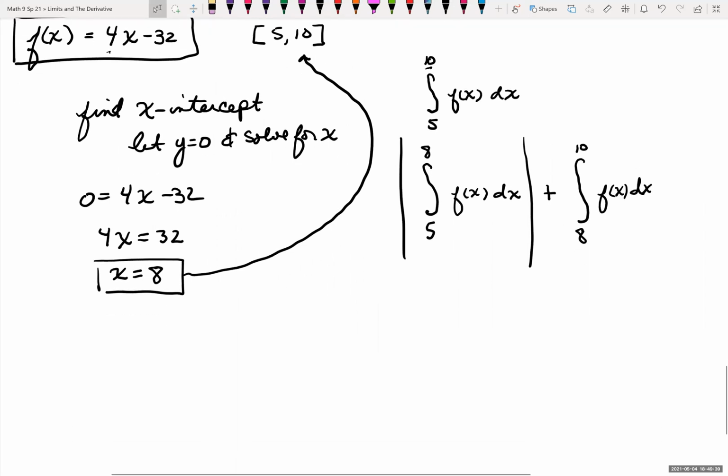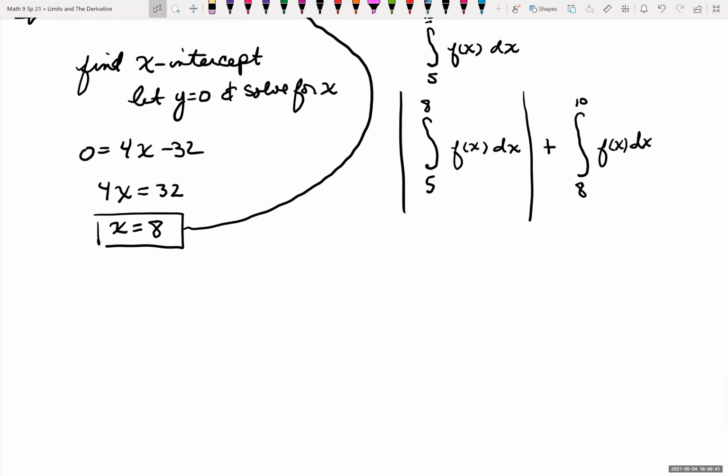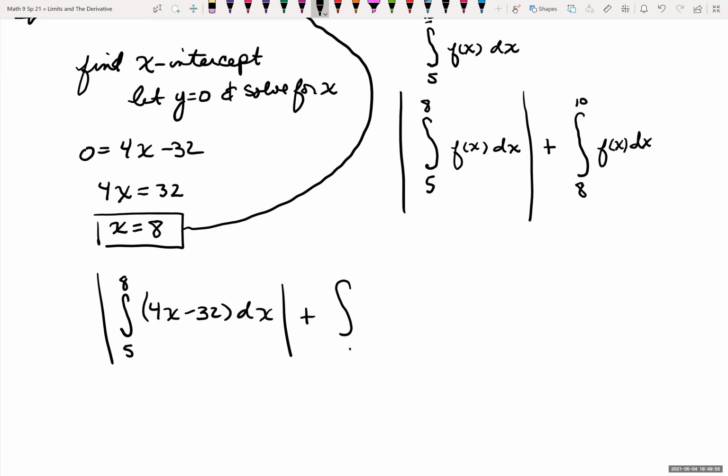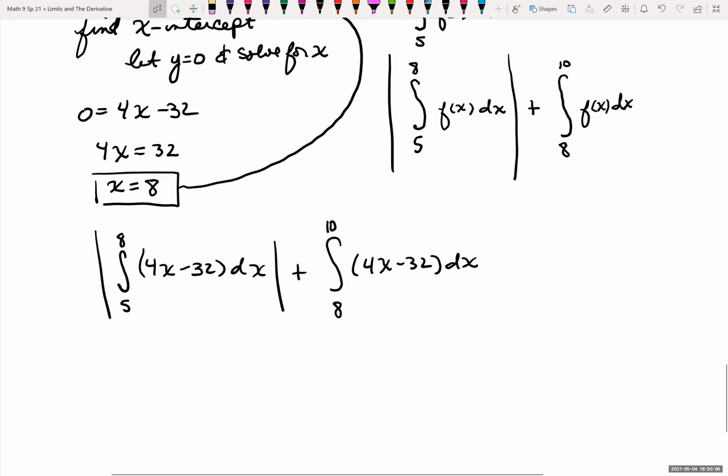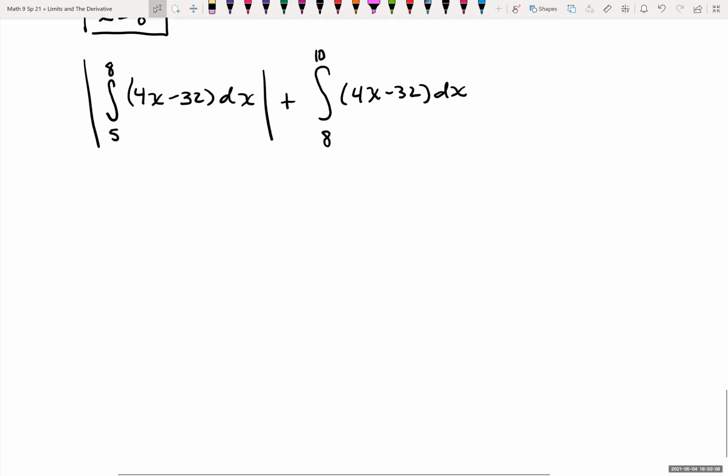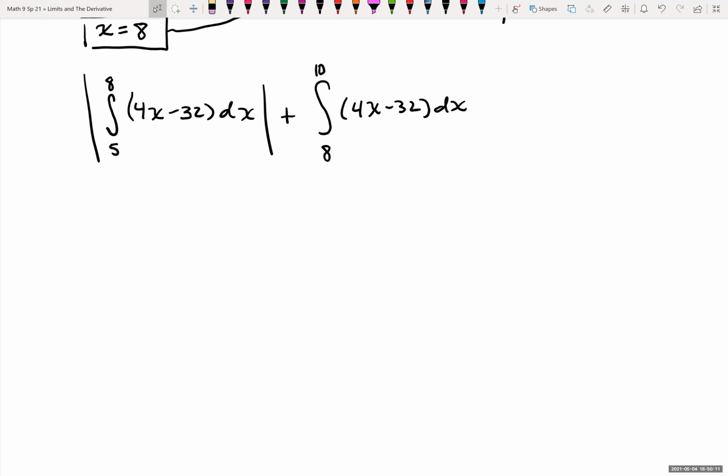So not too bad, because our f of x is linear. So we're looking at the integral from 5 to 8 of 4x minus 32 dx, absolute value of that, plus the integral from 8 to 10, same thing, 4x minus 32 dx. So first, take the antiderivative, and then we'll plug in our bounds, upper bound minus lower bound.